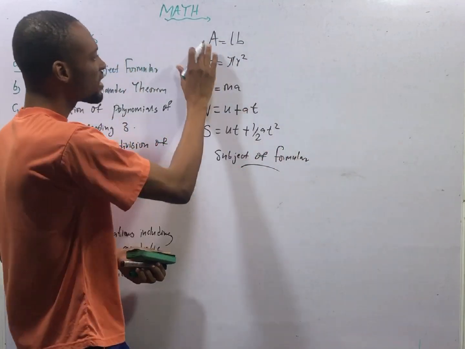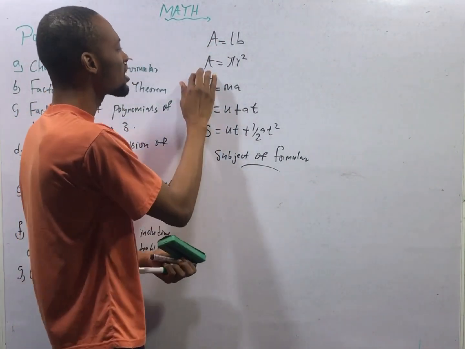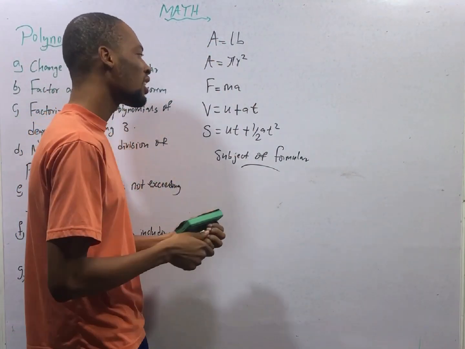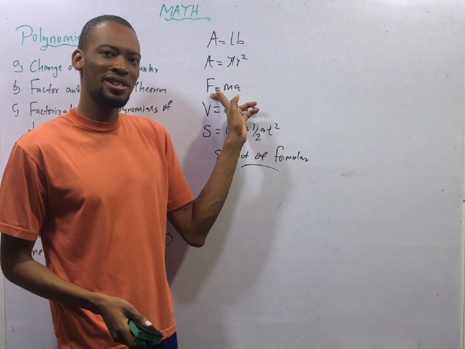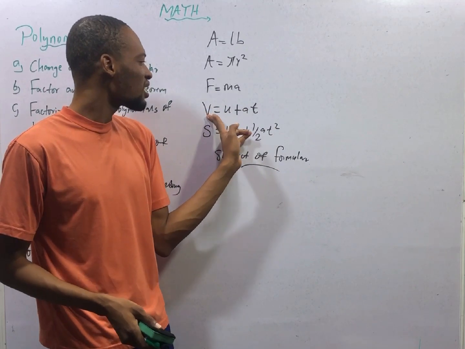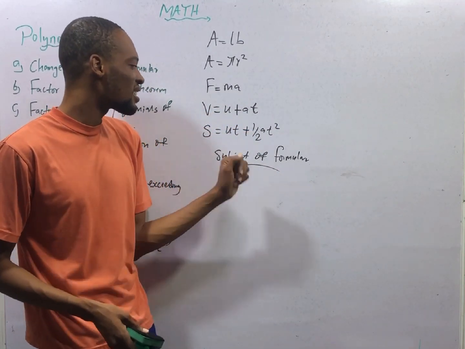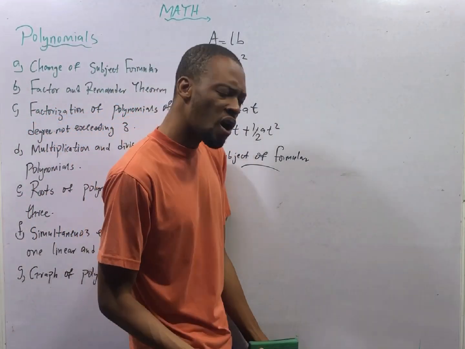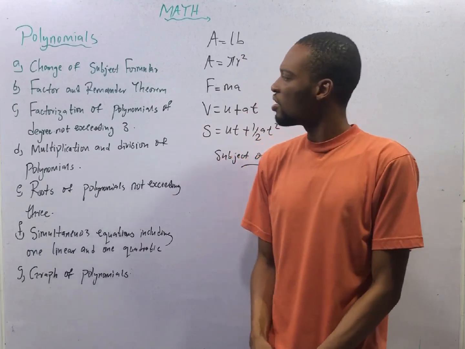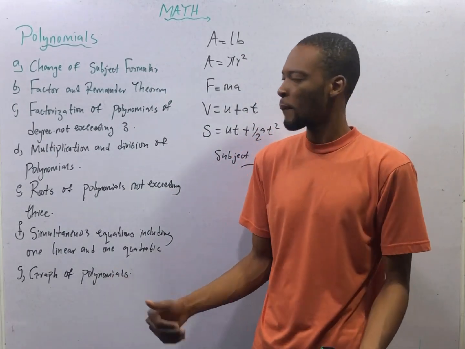So, in this case, A is the subject formula. In this case, A is the subject formula as well. In this case, F is the subject formula. In this case, V is the subject formula. And in this case, S is the subject formula. For calculations, there are cases where we need to change subject formula.